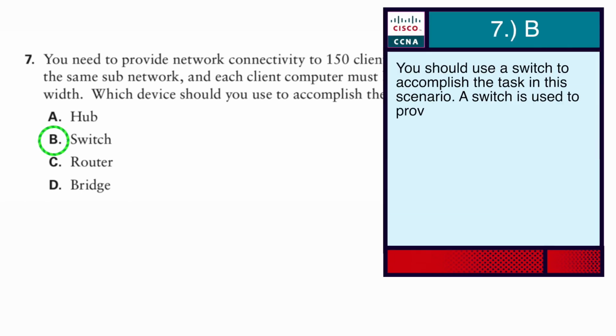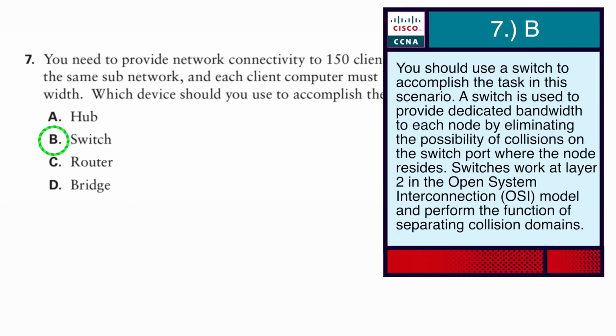The correct answer is B, a switch. You should use a switch to accomplish the tasks in this scenario. A switch is used to provide dedicated bandwidth to each node by eliminating the possibility of collisions on the switch port where the node resides. Switches work at layer 2 in the Open Systems Interconnection (OSI) model and perform the function of separating collision domains.